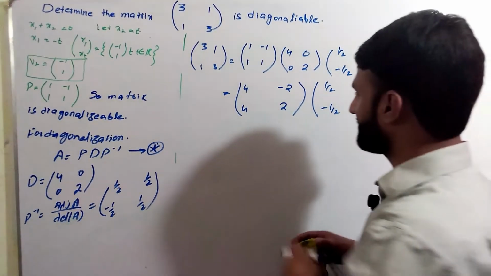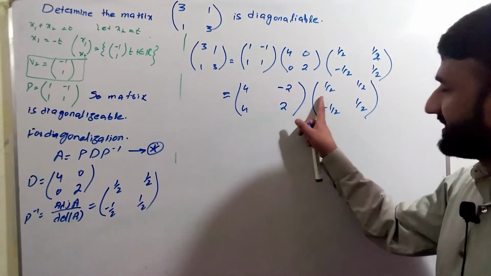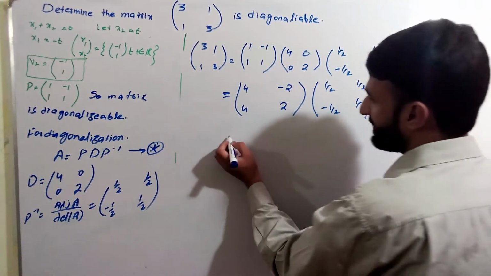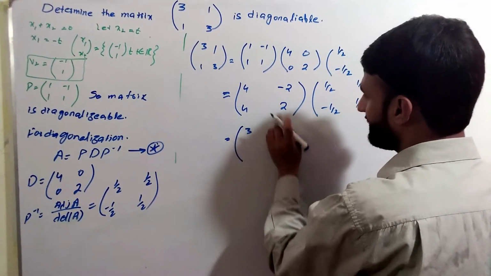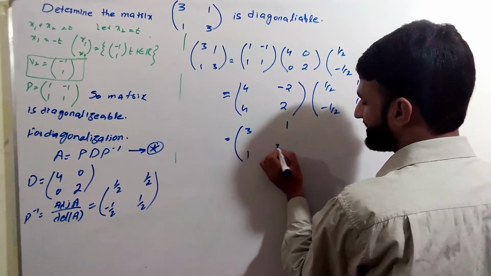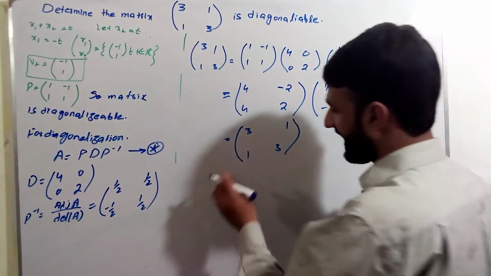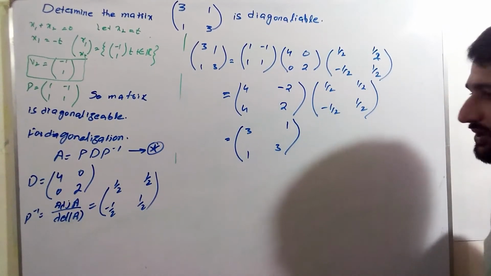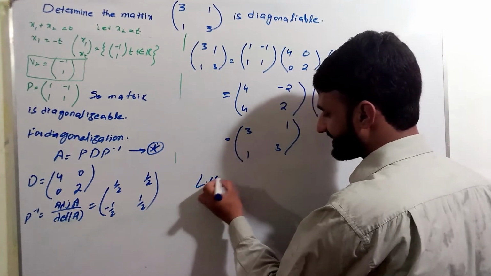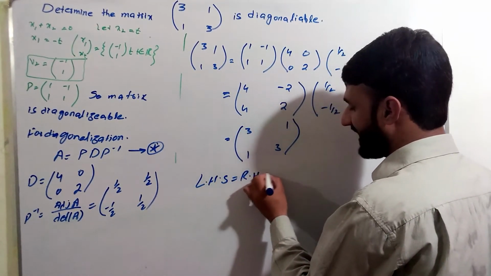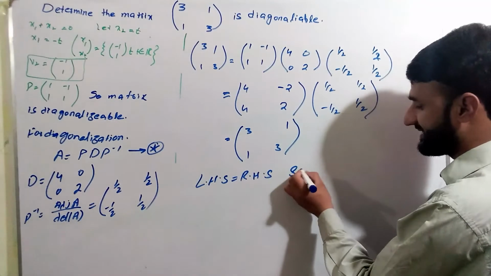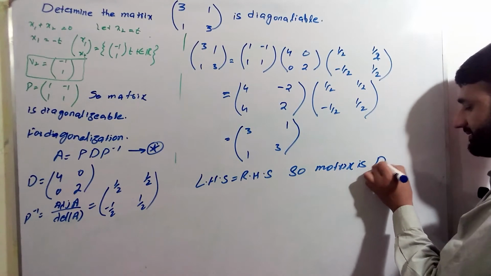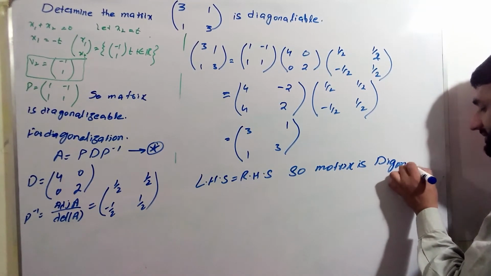If you multiply the first term of the expression, you will obtain 2, and when you multiply by this term, the first condition will be satisfied, that is 3, and the second is 1, 1, 3, right? So you notice that this is the matrix which I have obtained as the left hand side of the expression. So the left hand side is equal to the right hand side. So the matrix is diagonalizable.